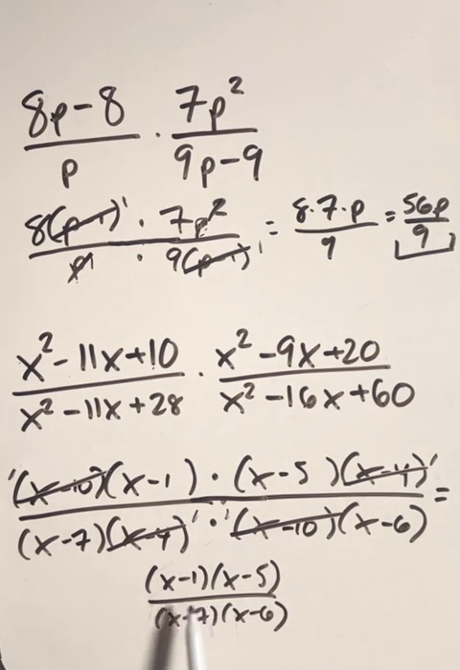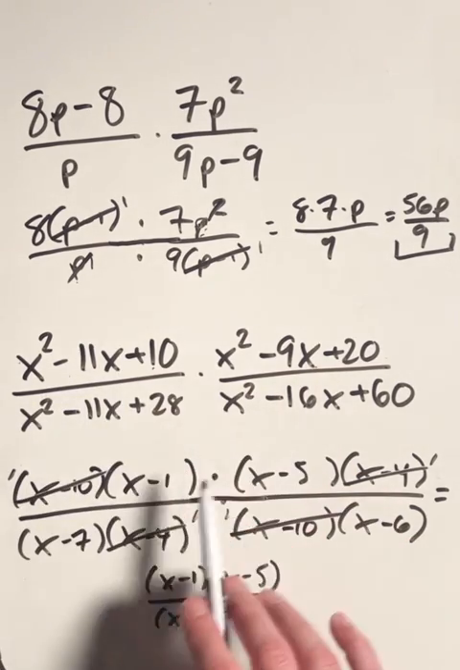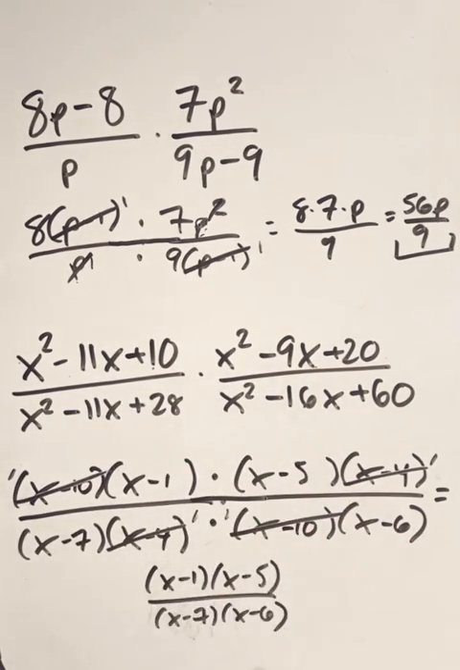Some students will go further and FOIL these in order to turn them back into trinomials, but you don't have to do that. Whenever you're asked to do these, you can just factor every expression that you have and then cancel like factors and leave your answer as being shown as a product of factors instead of having to multiply those factors into the polynomial. You don't have to do that.